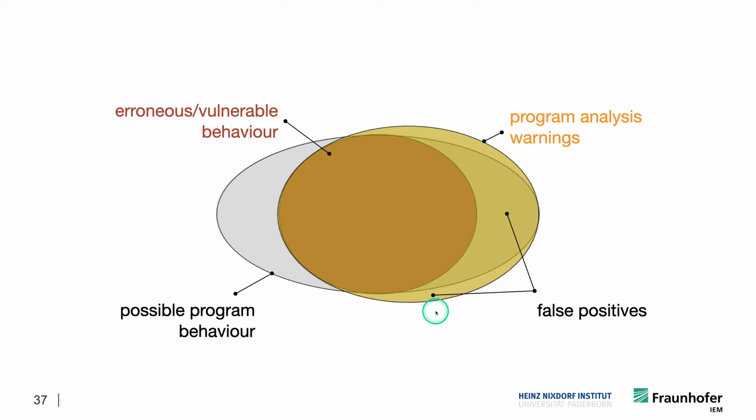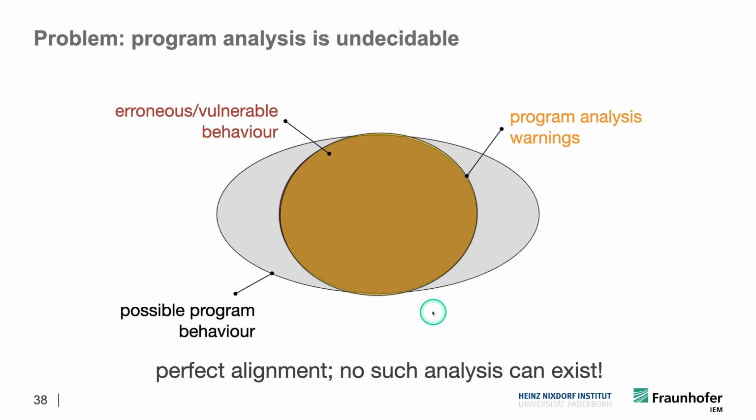And ideally, you want to have such a perfect alignment, right? Ideally, you want to have something that exactly models this erroneous program behavior. But Reps basically showed that no such analysis can exist, right? So it's undecidable. You can never have this perfect alignment.